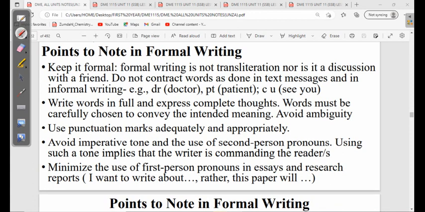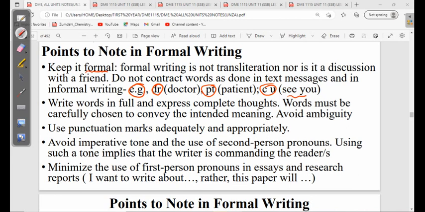A point to take note of in formal writing: you need to keep it formal. Very, very important, because this is formal writing. Formal writing is not transliteration, nor is it a discussion with a friend. So do not contract words as done in text messages and in informal writing, e.g. instead of writing doctor, you write doc or dr. And the same way, you can't use e.g. in formal writing. Finish the word: for example, not e.g. Instead of writing patient, you write pt. Instead of writing CU, you write abbreviations as if you are texting a friend. These are all supposed to be avoided when you are writing formal letters.